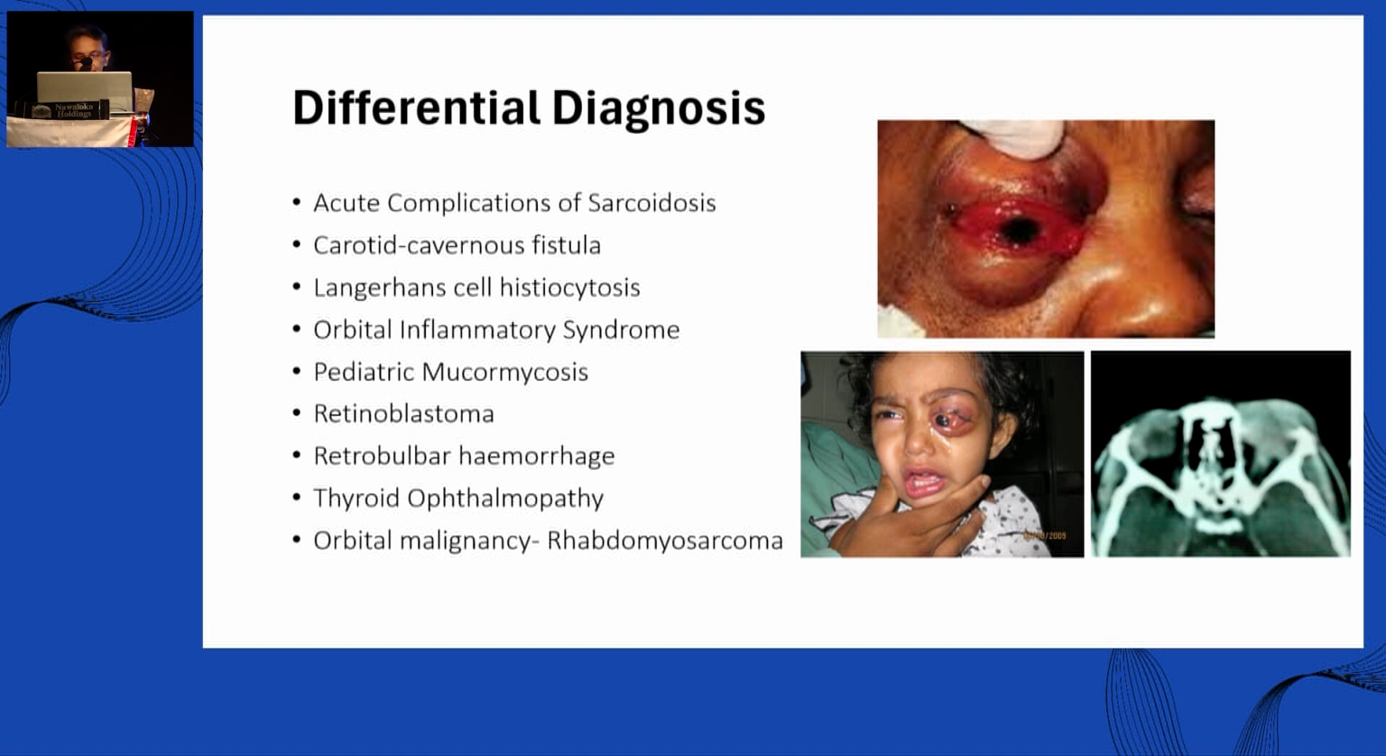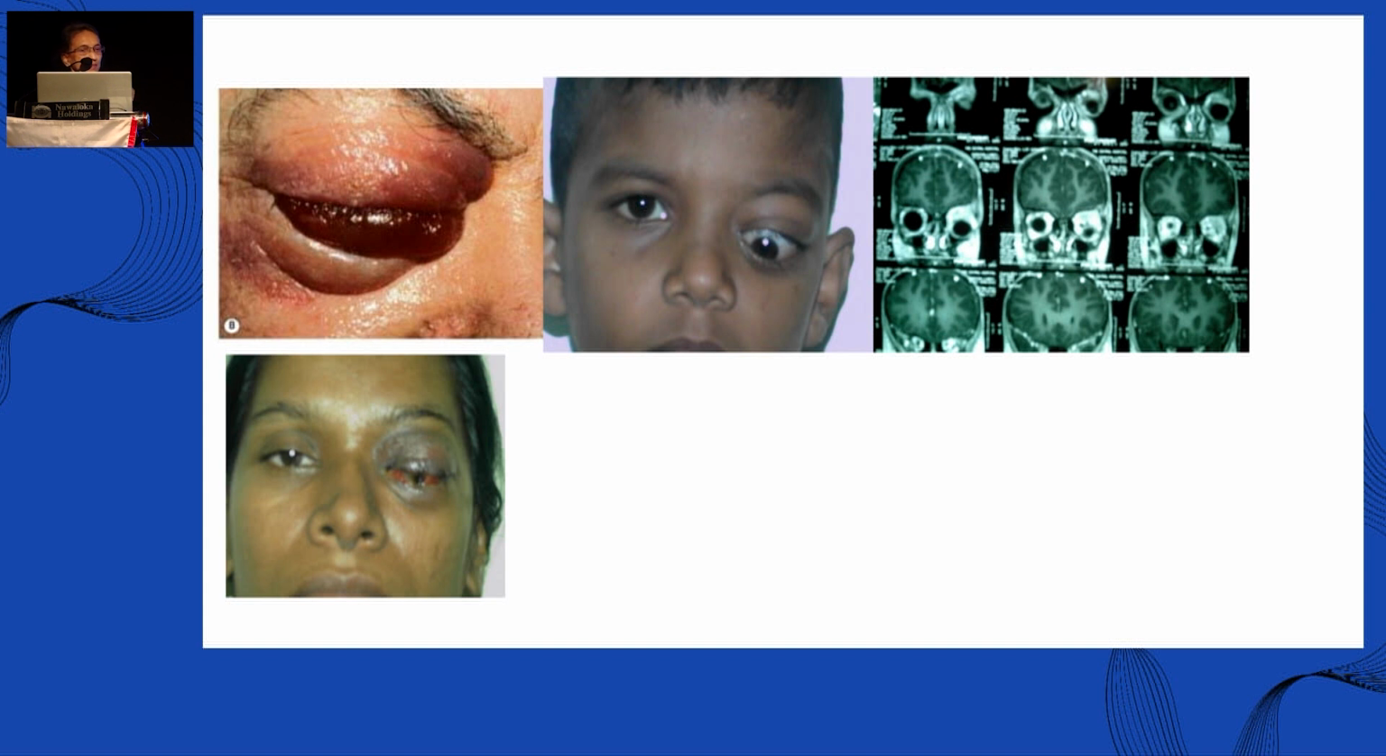In the other three on the next slide, the patients come with proptosis and downward displacement. But all three followed trauma with orbital hematomas, and it is not orbital cellulitis. Those are the important cases where you have to differentiate.